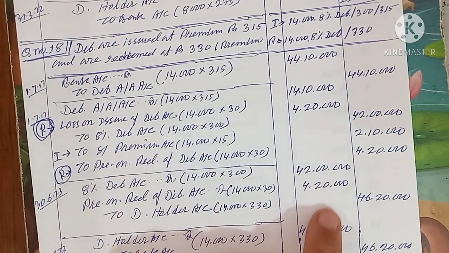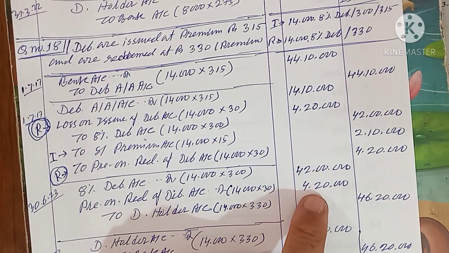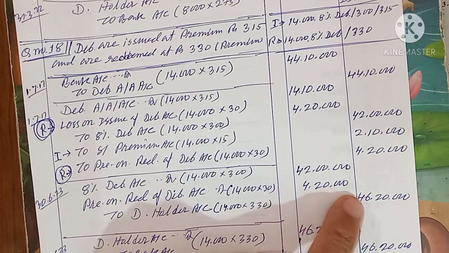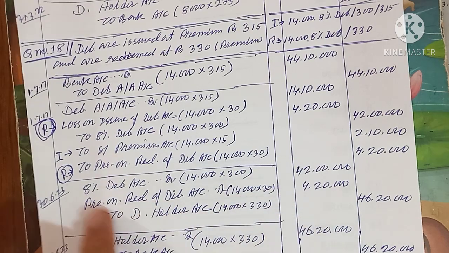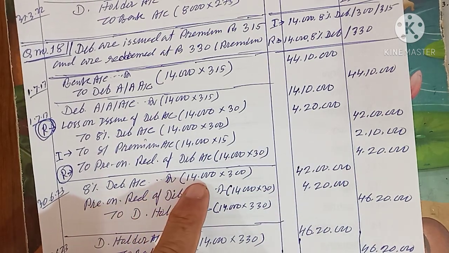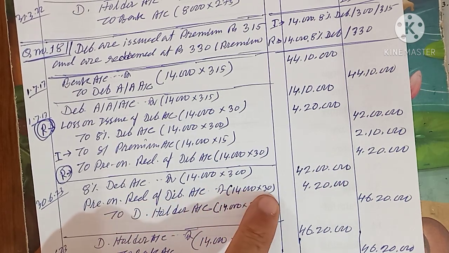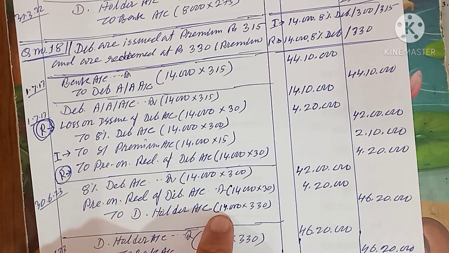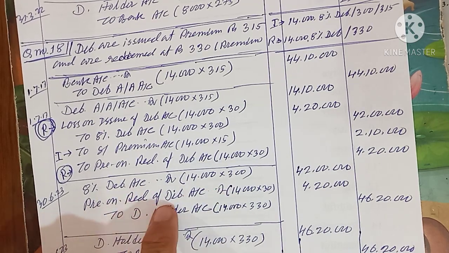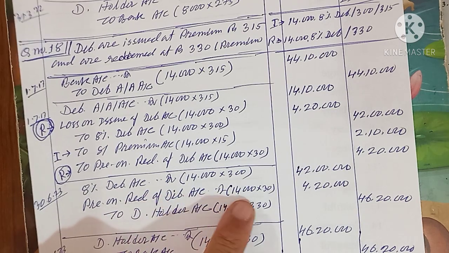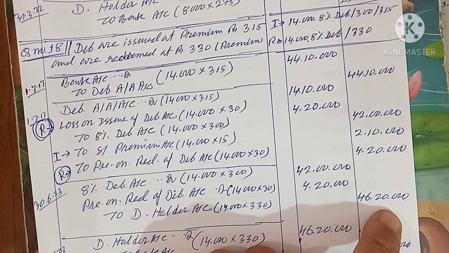Now how much are you going to pay? You have to pay 42 lakh, which is the main face value, plus an extra 4 lakh 20,000, which you have to give back. That means 42 plus 4, 46. 8% debenture account debit, 14,000 into 300. Premium on redemption of debenture account debit, 14,000 into 30. To debenture holder account, that is 14,000 into 330. So you have to pay the debenture holder 46 lakh 20,000.